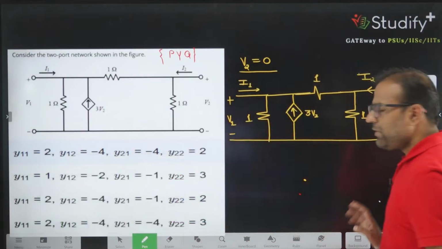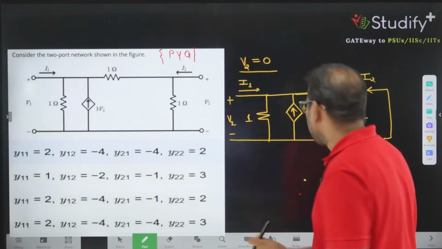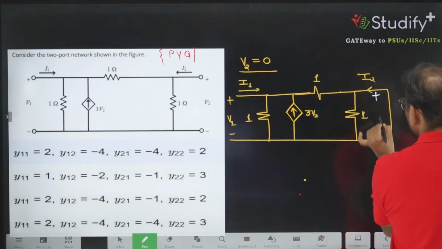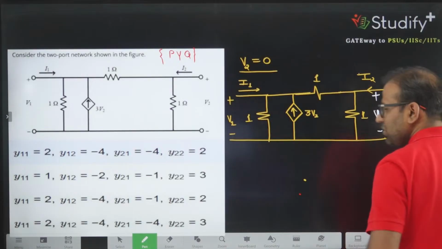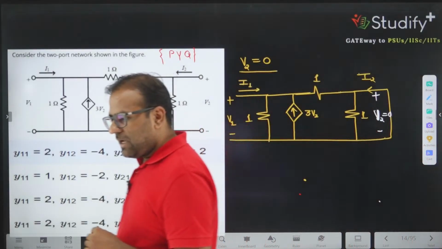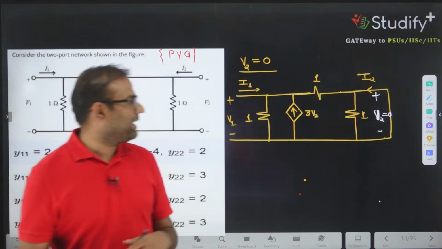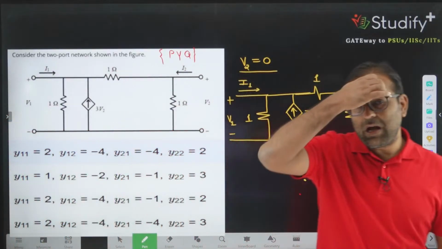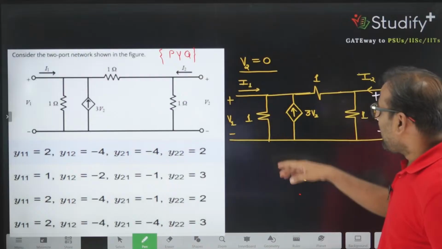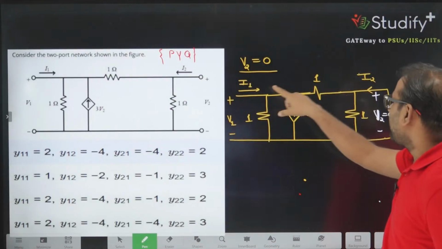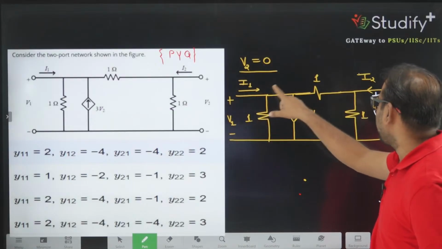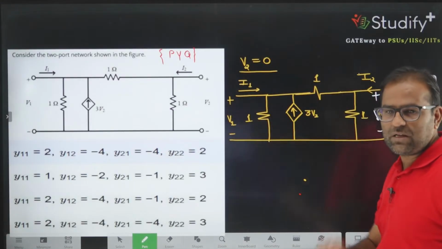Now, how can we calculate? By making V2 equal to 0, whenever I am connecting my output to the 0, this means I am short circuiting my output port. If the output port is short circuited, can I say V2 is equivalent to 0? So how many parameters can I calculate? I can calculate the ratio of V1 by I1, and I2 by V1 ratio I can calculate.